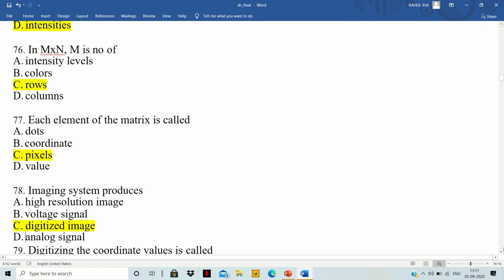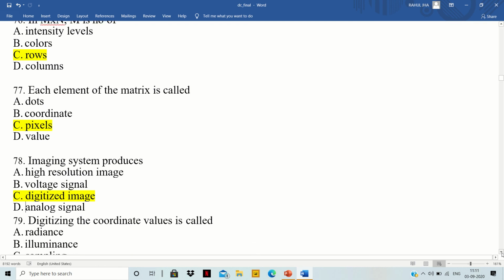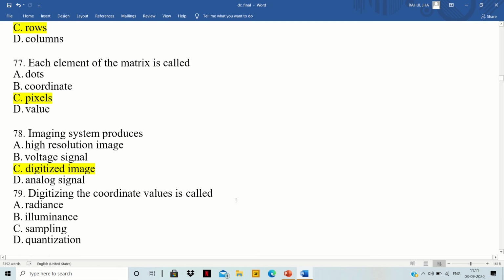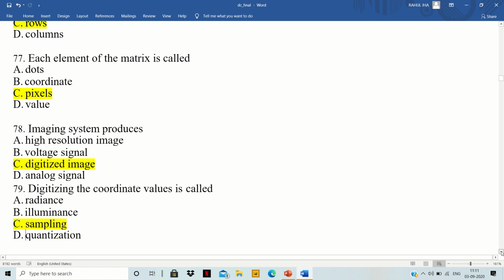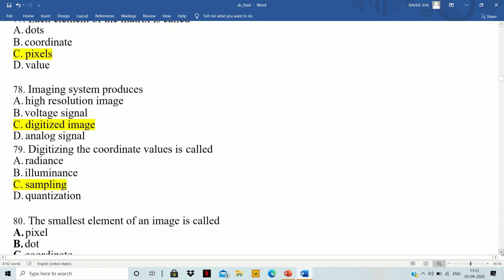Next question. Digitizing the coordinate value is called: A, radiance; B, illuminance; C, sampling; D, quantization. As I told you previously, if it is about digitizing the coordinates, the process is called sampling, and if we are digitizing the amplitude, the process is called quantization. This is one of the very important questions.